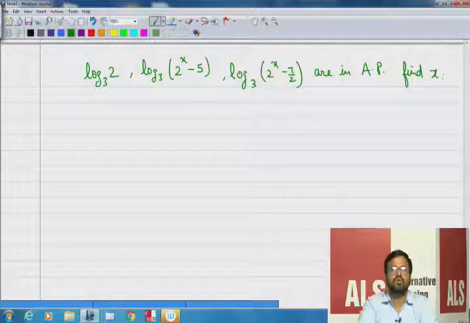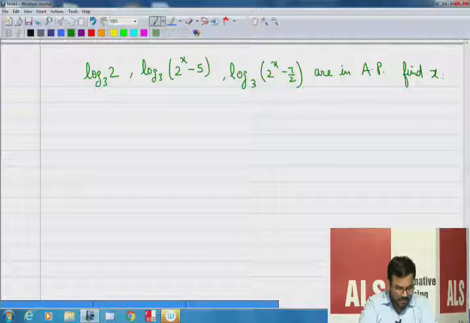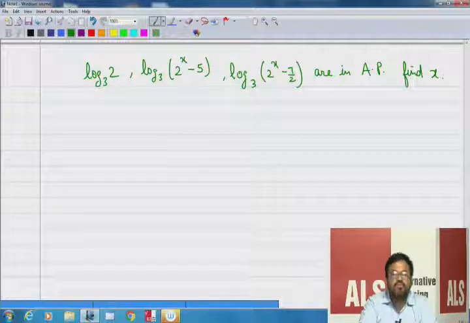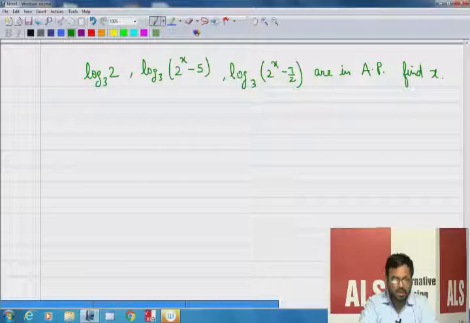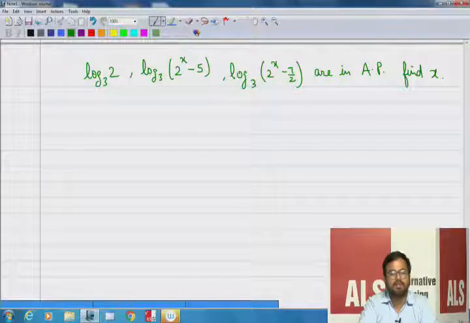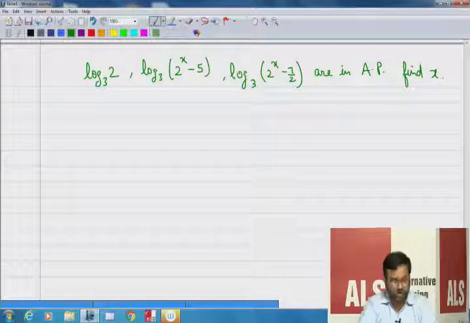log of 2 to the base 3, log of 2 power x minus 5 to the base 3, and log of 2 power x minus 7 by 2 to the base 3. All these 3 things are in AP, arithmetic progression. Then you have to find the value for x. Now let me tell you how you will start this one.